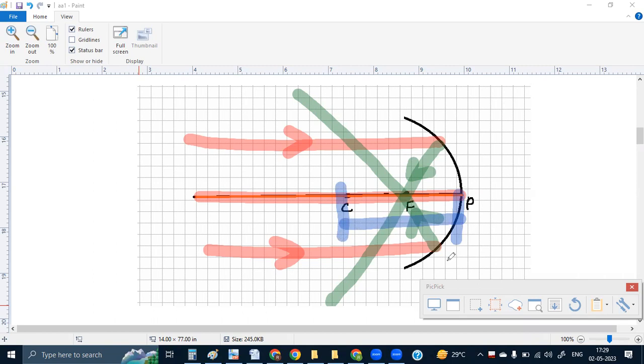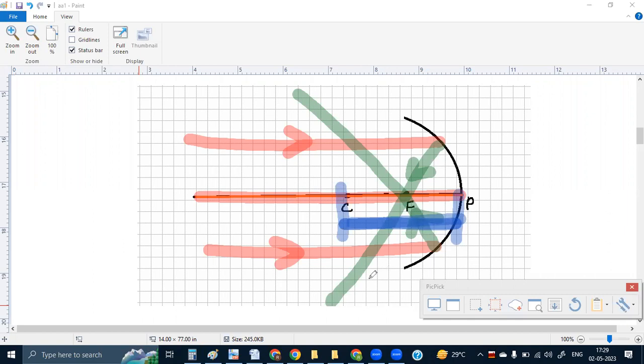This distance, which I have marked in blue, is known as the radius of curvature. I'm just repeating the definition. This distance between the center of curvature and the pole of the mirror is known as the radius of curvature.